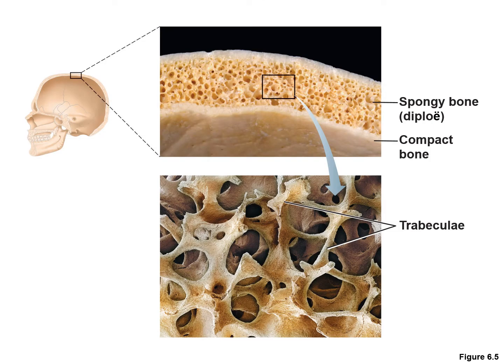On this picture, you can see a flat bone, and this is parietal bone. So we have compact bone outside. We have spongy bone that has these trabeculae inside, and specifically it's called diploe for the flat bones.